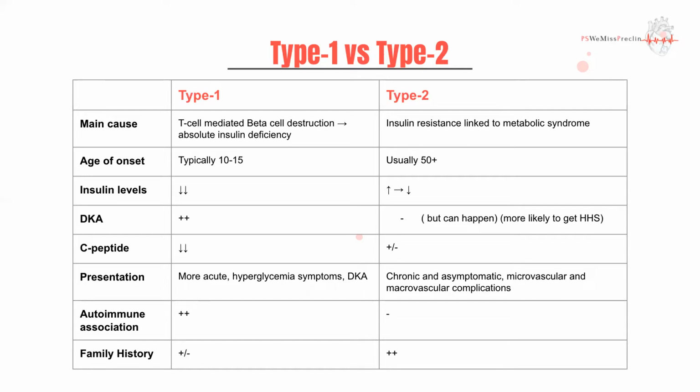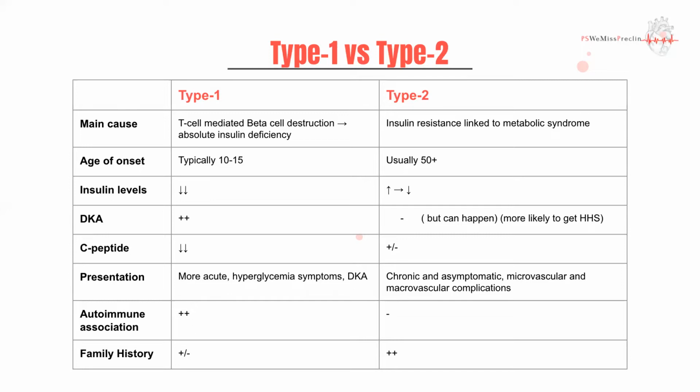DKA itself is quite rare in type 2 diabetes, and I'll just go through why. But one phenomenon that's quite common is this thing called hyperosmolar hyperglycemic state. It is very similar to DKA. Again they can present with altered mental state, but instead of it being because of ketones, it is just because of very high levels of glucose in the bloodstream.